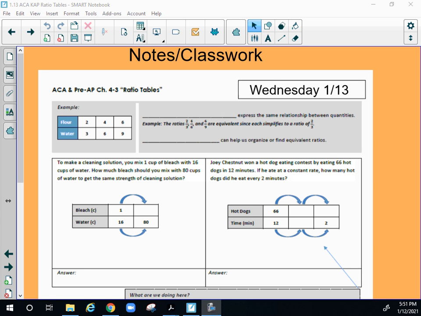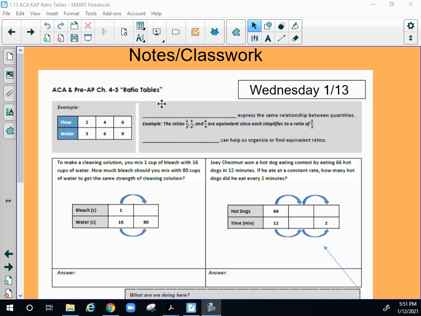Today we're going to be talking about ratio tables and how to graph ratio tables. Remember that you can always pause the video if I'm going too fast and press play when you're ready. These notes are on Canvas in the Wednesday, January 13th module.